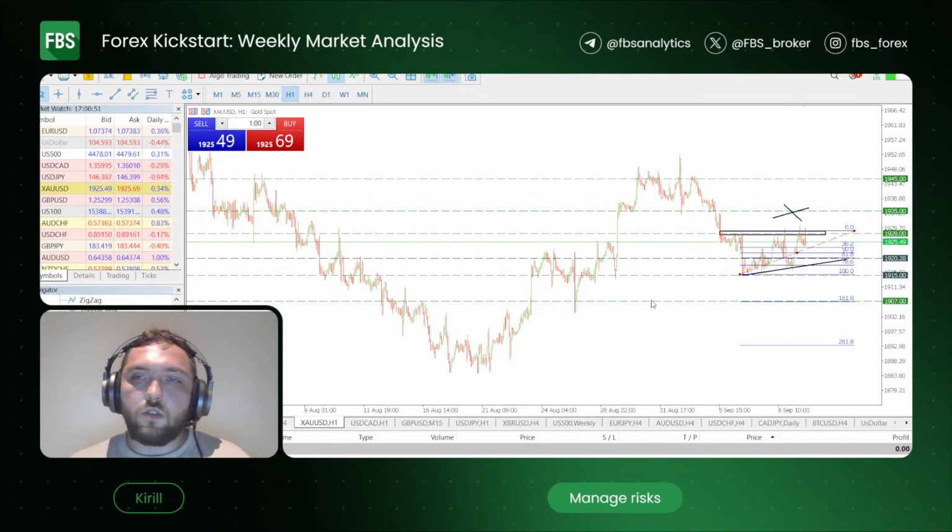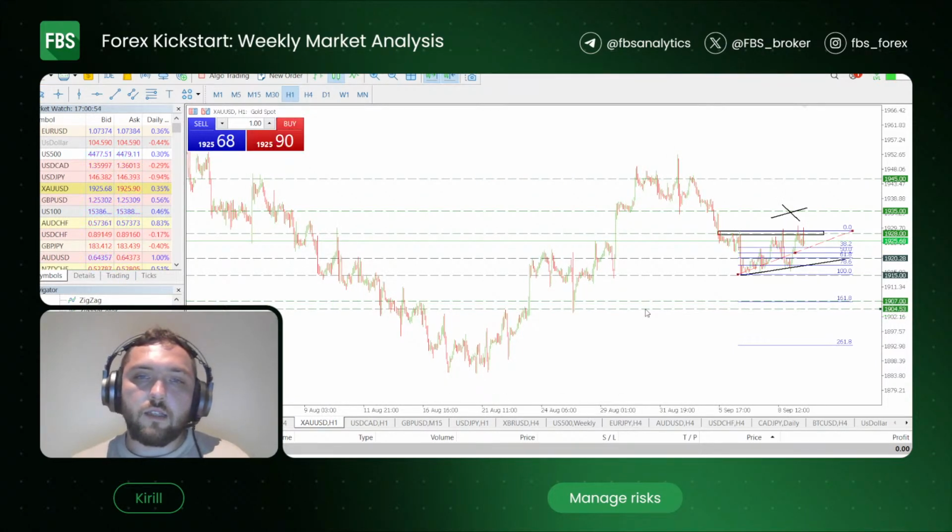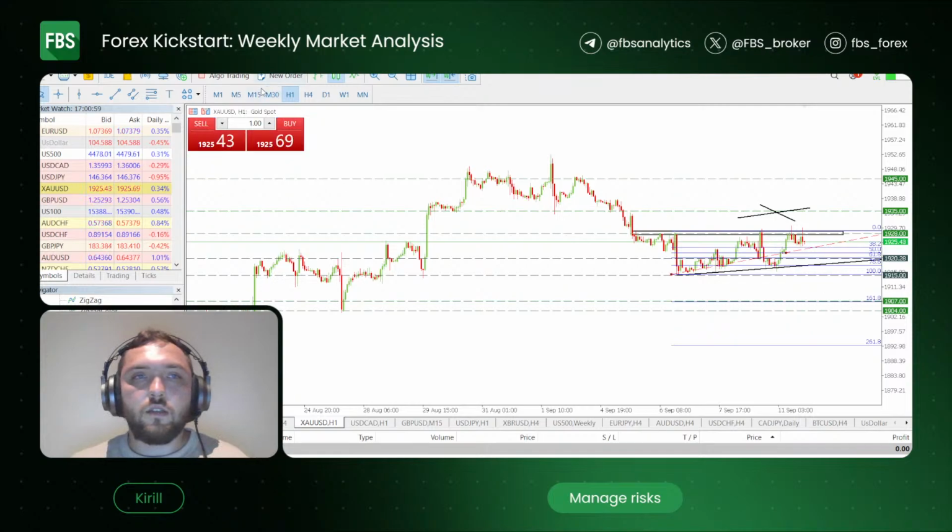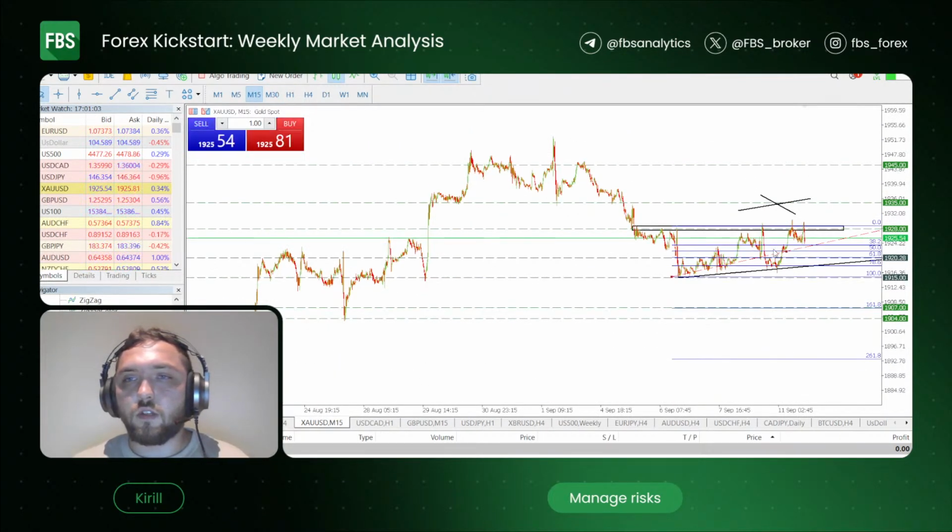So 1907, 1904, two targets. This is it. So this is all the analysis for XAUUSD.